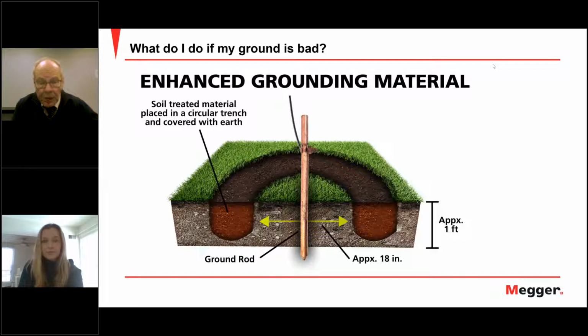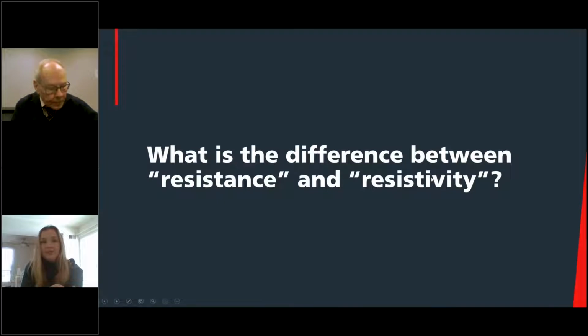If you're in particularly difficult situations, which would be maybe like the desert or something like that, then you could go to these more extreme measures to improve your ground. All right. Next up, what is the difference between resistance and resistivity?